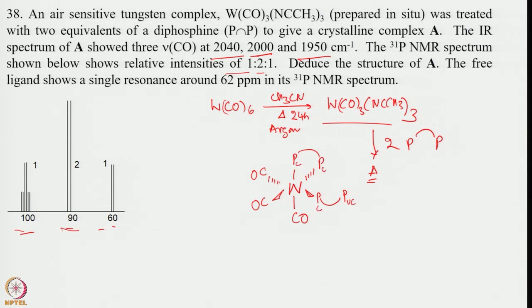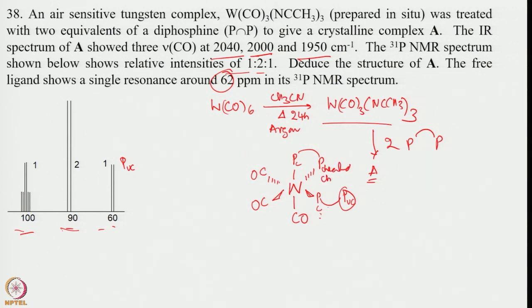So now, if we just look into this compound here, this one would only couple with this one to show a doublet, and also it's uncoordinated. Uncoordinated shows a chemical shift very close to that of the free ligand, and the free ligand value is also given as 62 ppm. So possibly this one is for the uncoordinated P. So now this is the chelated one, which I would represent. Now we have to see this one.